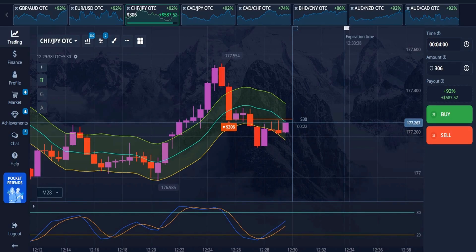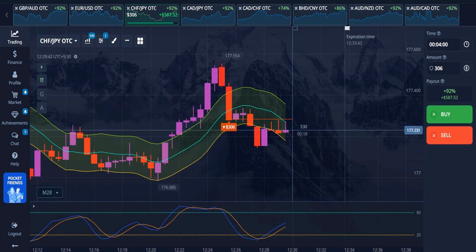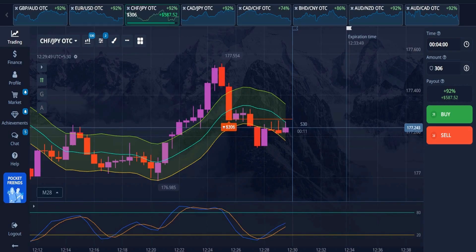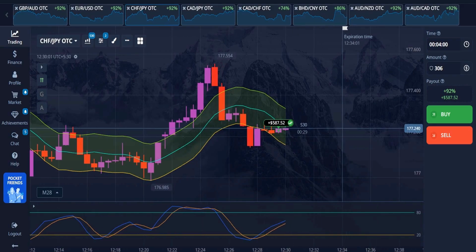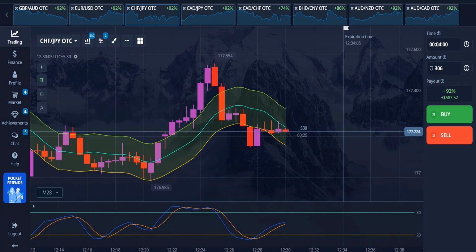Now, before we jump into the live trade example, here are a few quick risk management tips to help you trade smart. Always stay calm, avoid emotional decisions, risk only 1% to 5% of your balance per trade, never risk more than 10% of your total capital, practice first on a demo account, backtest the strategy to build confidence.